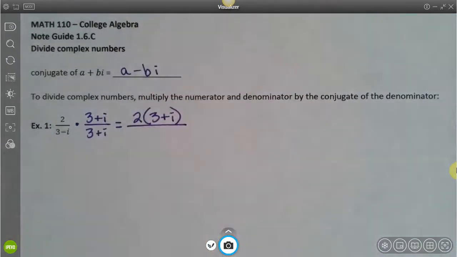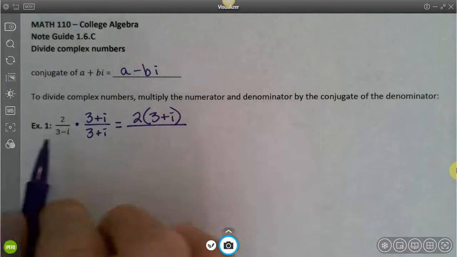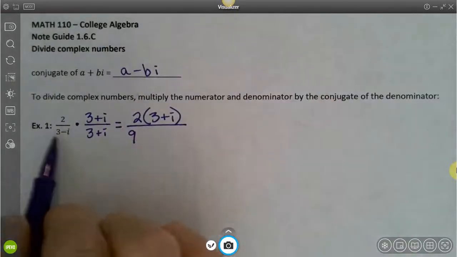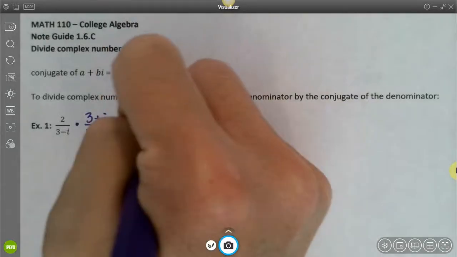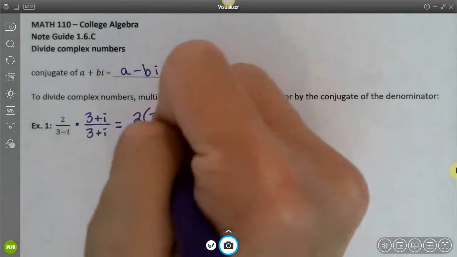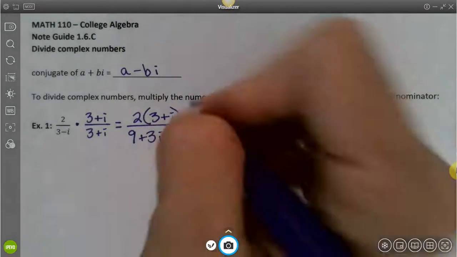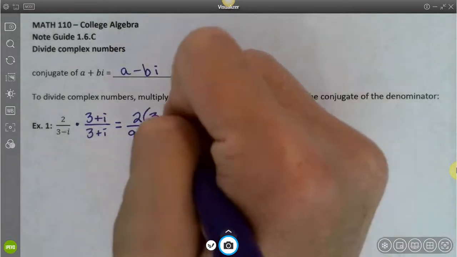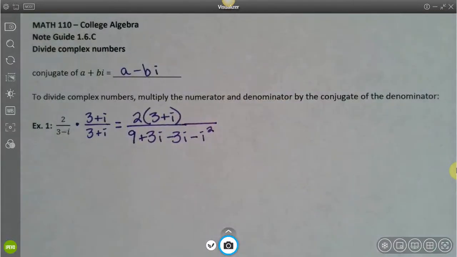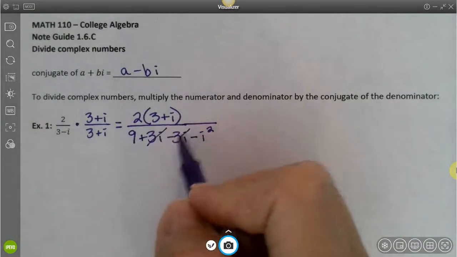And then on the bottom, we have binomial times binomial, which means we need to FOIL. First times first is 9. Outer gives us plus 3i. Inner gives us a negative 3i. And last times last gives us a negative i squared. And notice the 3i minus 3i are going to go away.